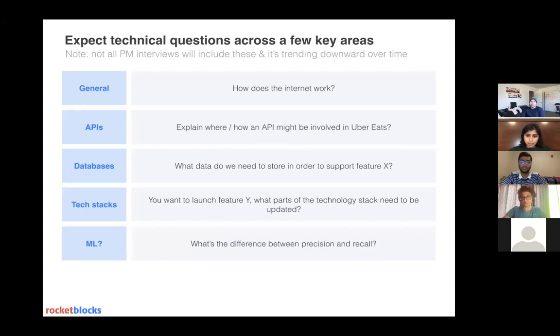Then an increasingly common category is machine learning and data science type topics. As this gets baked into more and more products, you'll see this coming up in PM interviews more and more. It might be things like, walk me through the basics of what machine learning is, or tell me how you use machine learning in this product area, or pick your favorite product and tell me an ML feature you could build. Or it might get into model tuning details, like what's the difference between precision and recall? How would you think about that? When might you tune for one versus the other? That type of stuff.